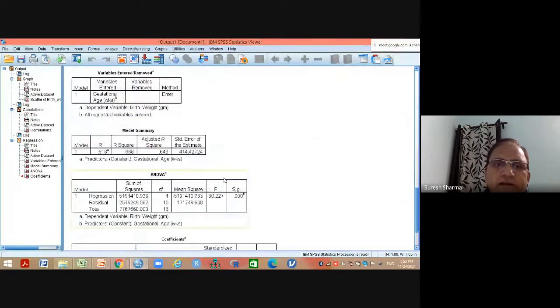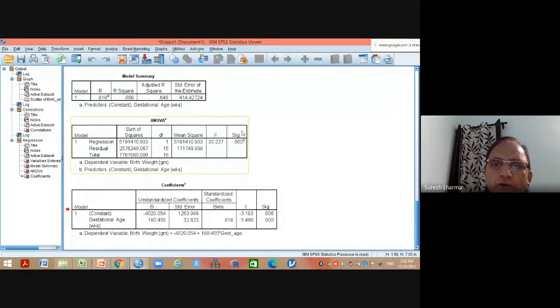So somebody will understand that there is a significant relationship between gestational age and birth weight. Then this ANOVA table value must be significant. Basically, what was our equation? Our equation was y is equal to beta naught plus beta 1 x. Now, this ANOVA table is basically testing whether beta 1 is equal to 0. That hypothesis is what it is testing.